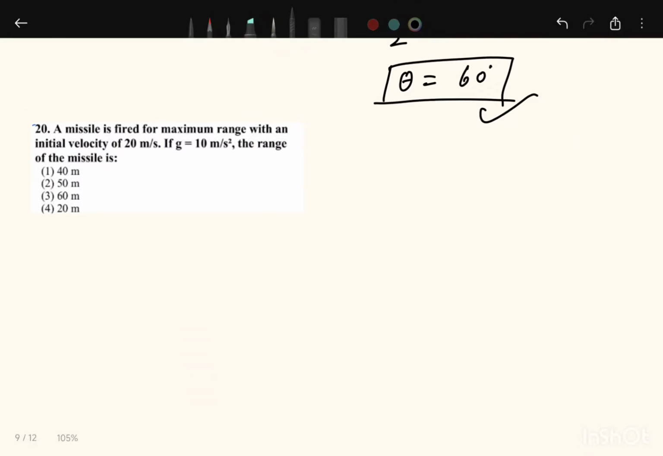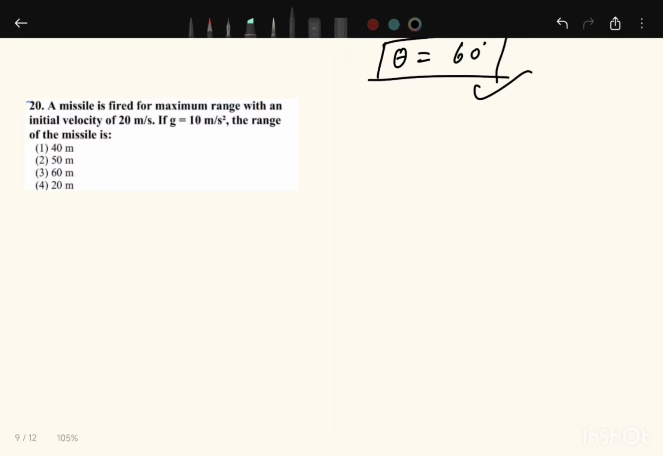So question number 20 is saying a missile is fired for maximum range with an initial velocity of 20 meter per second, right? So g is also given, 10. We have to find the range of the missile. So it's an easy question, I guess. It is fired for maximum range.